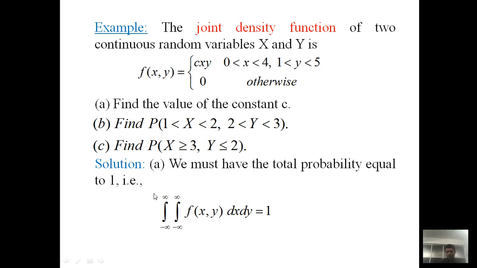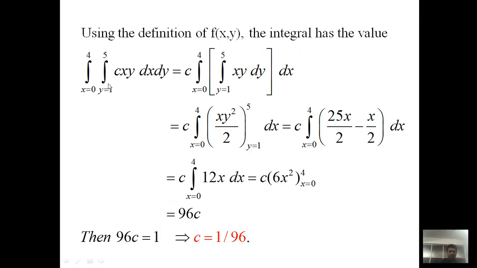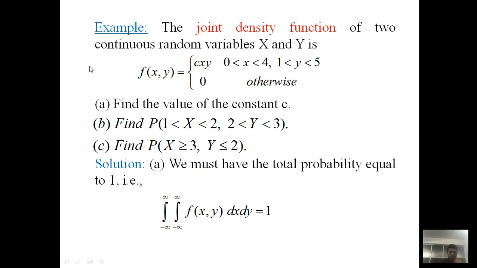Actually the integral is over minus infinity to infinity, so we have to consider the whole real x-axis, that is the negative x-axis, positive x-axis, and the negative y-axis, positive y-axis. But according to the boundary given in the question, we have to replace these. So x is from 0 to 4, because the density function takes a non-zero value only in this interval, 0 to 4.